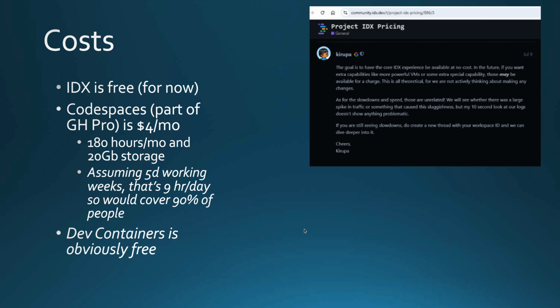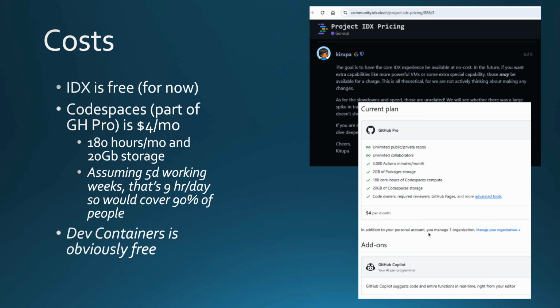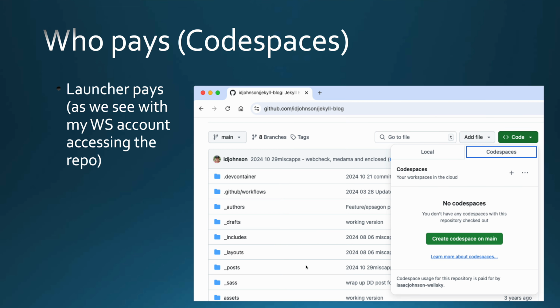You're running it local. So here you can see kind of my current plan, where it's $4 a month, 20 gigs of Codespace storage, 180 hours. So you get a lot of stuff, but I don't get Copilot. It's not part of my deal. I have to pay extra for that.